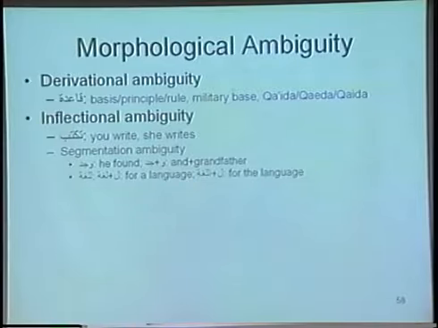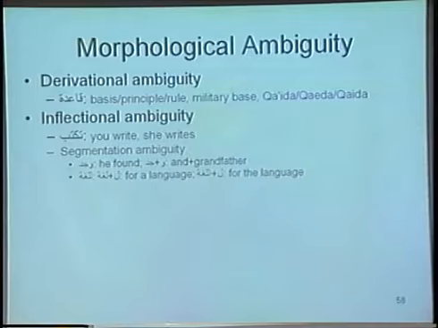Then you also get inflectional ambiguity. The first example I used there, taktub, which is you write or she writes, is actually kind of an odd ambiguity. They have exactly the same form. This is across all Semitic for some reason: you male write and she female writes are the same form. So this kind of ambiguity is always going to be there. You have to look at the context. Even if it's fully diacritized, you wouldn't necessarily know who's doing the writing. He writes is something else, and you female write is something else.